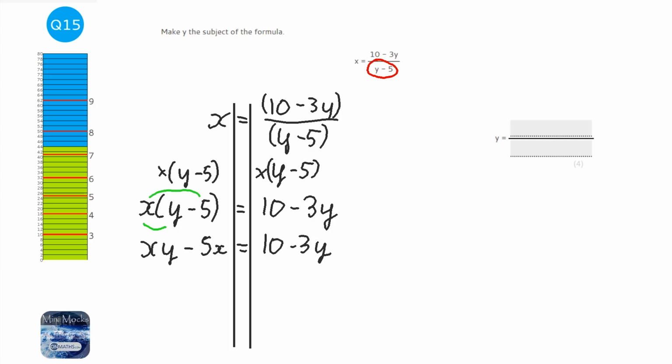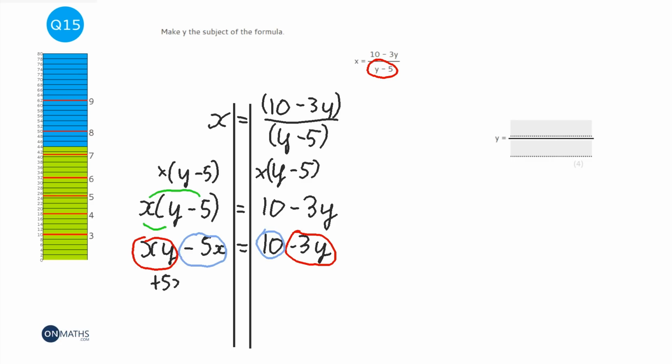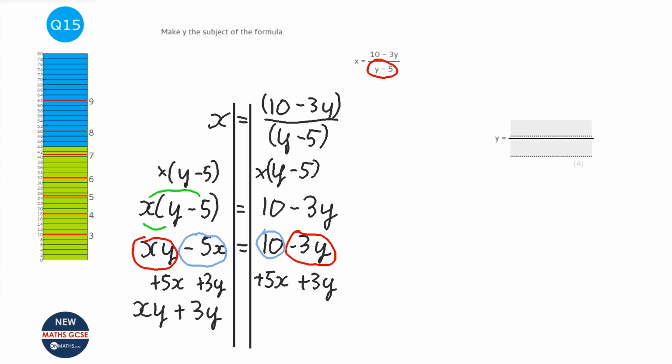So what I want to do is try and get all of the y terms to the left hand side, and all of the other terms, so the x terms, the number terms, whatever, on the right hand side. So I'm going to add 5x to both sides, but I'm also going to add 3y to both sides as well. So I'm doing 2 in 1 here. So it's xy plus 3y. And on the right hand side we've got that 10 that hasn't moved plus 5x.